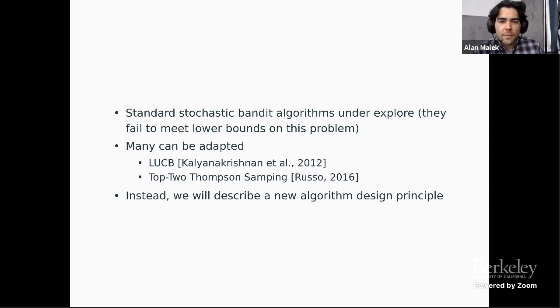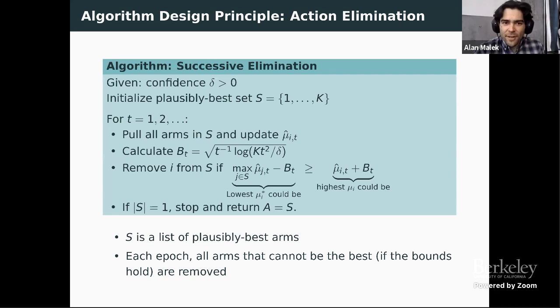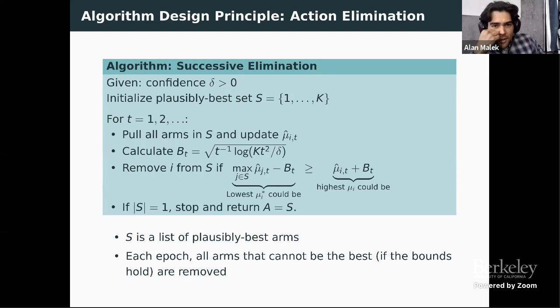But like I said, I wanted to introduce more algorithm design principles, so why not pass up an opportunity to do that? Here's another algorithm design principle, action elimination. A lot of these best arm identification algorithms use action elimination to design their algorithms. This is one of the earliest and on the simple side, but it actually gets within log of the lower bound. It's called successive elimination.